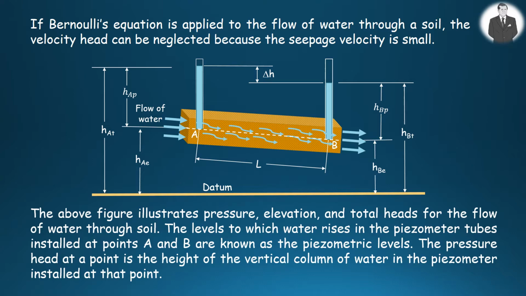The levels to which water rises in the piezometer tubes installed at points A and B are known as the piezometric levels. The pressure head at a point is the height of the vertical column of water in the piezometer installed at that point.